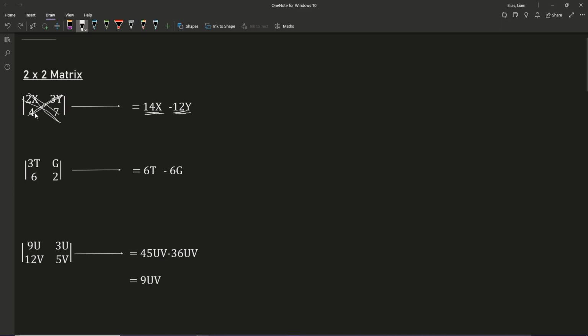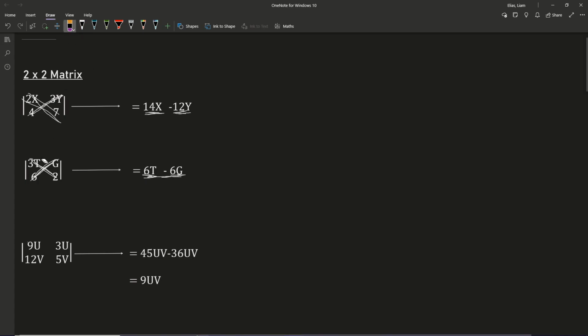We can do a few other examples just to show how this works to really get it down. In this case, we would have 3t times 2, so that gives us our 6t. Then we're going to have 6 times g, which gives us 6g. And we're going to subtract the second value we found, going from the bottom left to top right, from the first term we found, going from the top left to the bottom right. So we're going to subtract 6g from 6t, so we end up with 6t minus 6g.